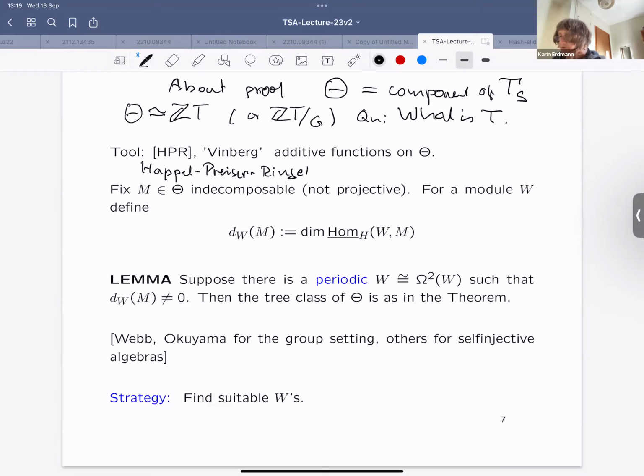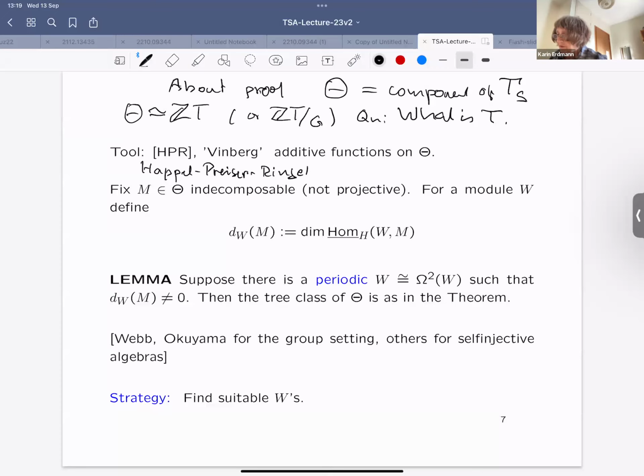Where they introduce, well, this is based on a paper by Webb, they introduce additive functions on the component. And so using an additive function, if you have a suitable additive function, you can identify this tree class here. So in this context, what we can do to find such functions is use homological algebra. So we take an indecomposable module in our component. Of course, it will not be projective or injective.